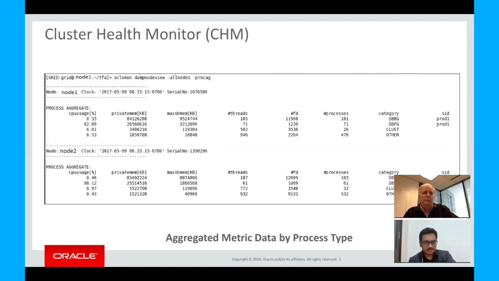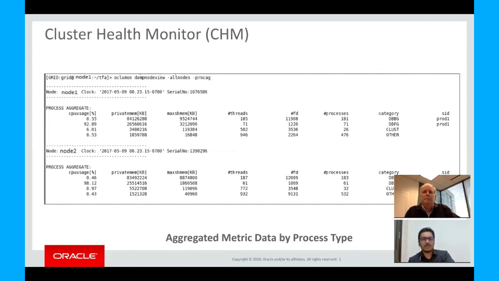So oclumon is the basic CLI that I just talked about, and dumpnodeview is the verb that is used to actually query data. Oclumon also has certain other verbs for different purposes, things like managing the repository, managing the log level, etc. When we say oclumon dumpnodeview, it essentially means I want to now query the metrics, and there are various sub-filters to this option.